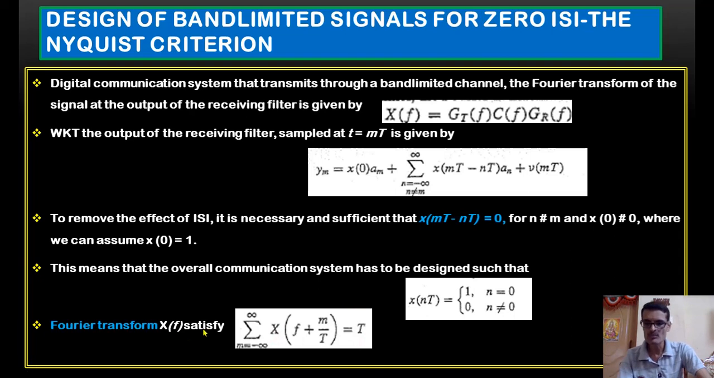So what it says is, the summation between minus and plus infinity of X(f + m/T) should be equal to T. This is the very important condition for getting the 0 ISI. This is in the frequency domain, and that was in the time domain. So remember this particular equation, this is important, I said already. This condition we have to satisfy. This is what the definition says for a 0 ISI. And this particular condition is called the Nyquist criterion for 0 ISI.